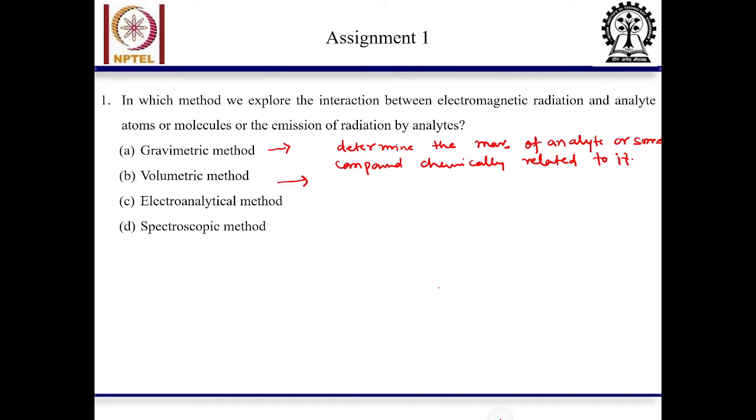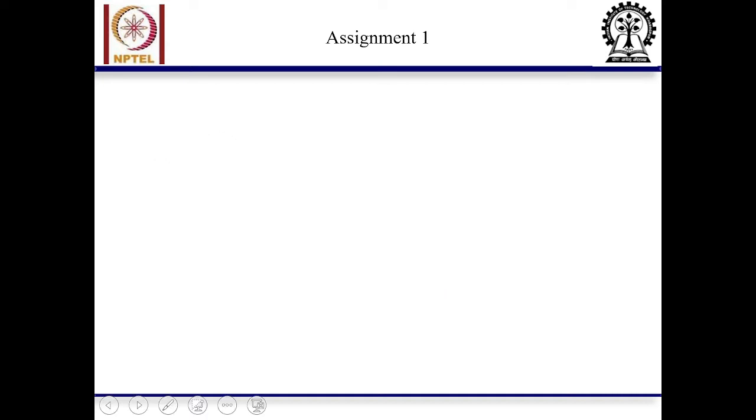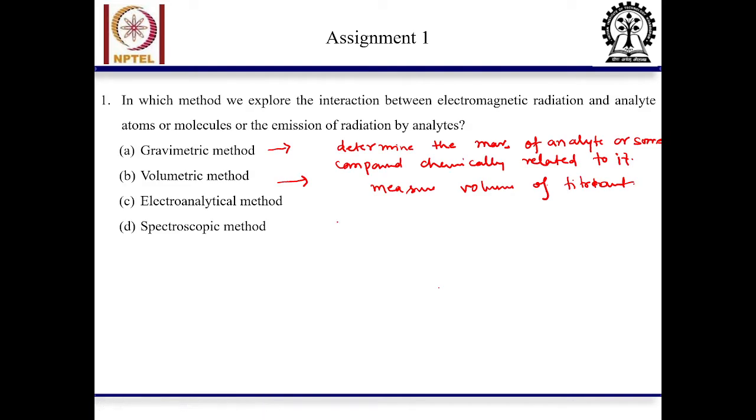What is the volumetric method? Here we measure the volume of the titrant. Basically, we measure the volume of the titrant. In an electroanalytical method, we measure the potential, current, resistance, and the quantity of charge passed, basically Q.